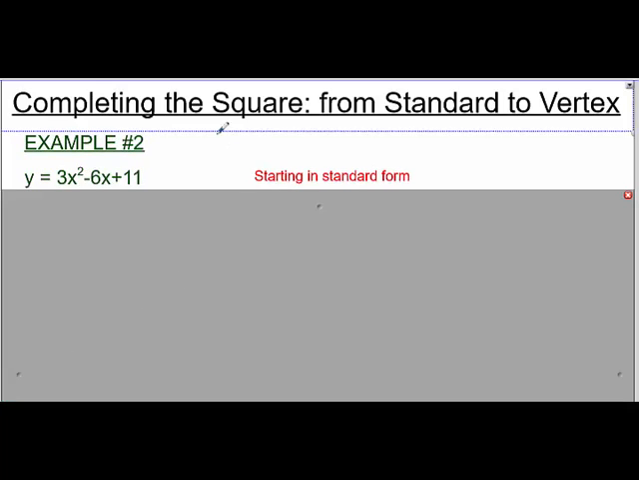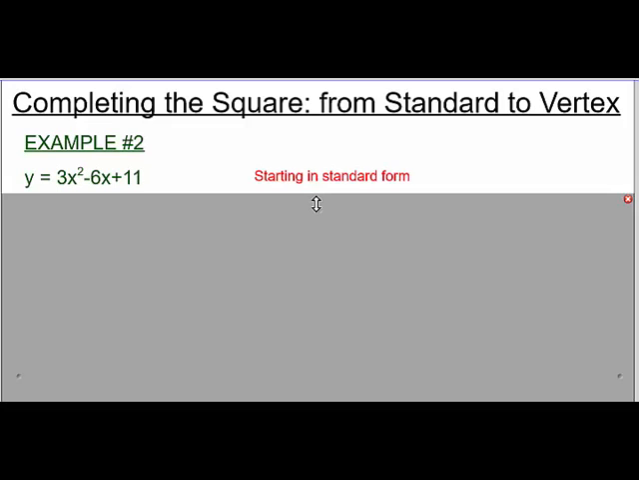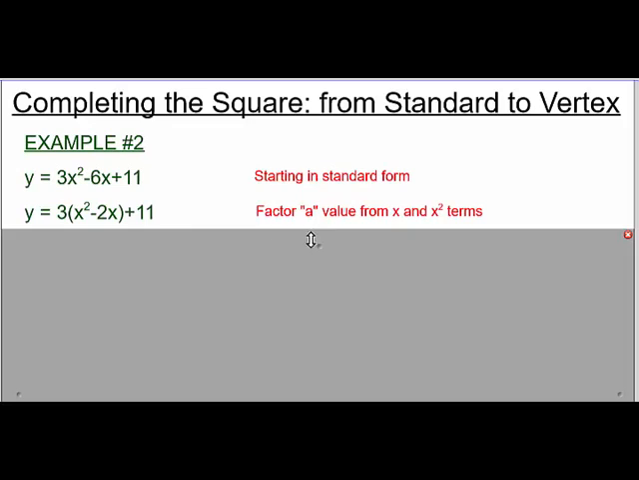So second example, we'll go through it a little bit more quickly because it is exactly the same set of steps. So standard form, I'm looking to get, again, the a value, the coefficient of the x squared out front of the brackets. So factor out the 3. I'm left with x squared minus the 2x. I had minus 6x. Factoring out the 3 leaves me minus 2x.